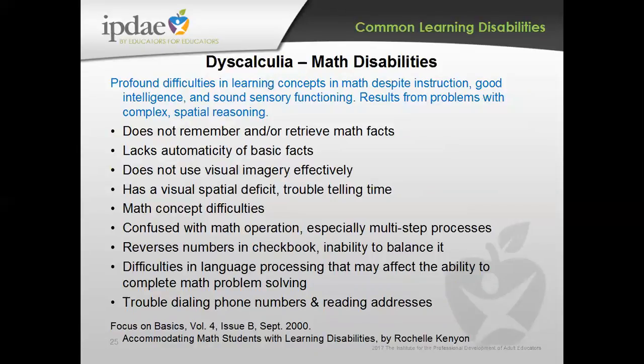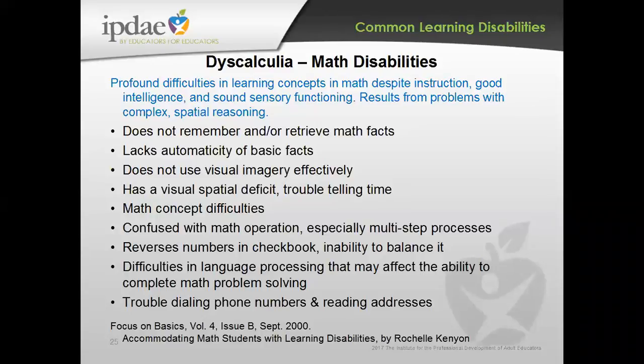The next one is dyscalculia, and that's the math learning disability. It's the concepts in math and the functions of math. So you might say to yourself, well, if you gave your student a calculator, then they would be perfect. Yet think of the symbols of math: adding, subtracting, multiplying, dividing. If you don't know what the correct symbol is, then you can't even use a calculator to find the answer.